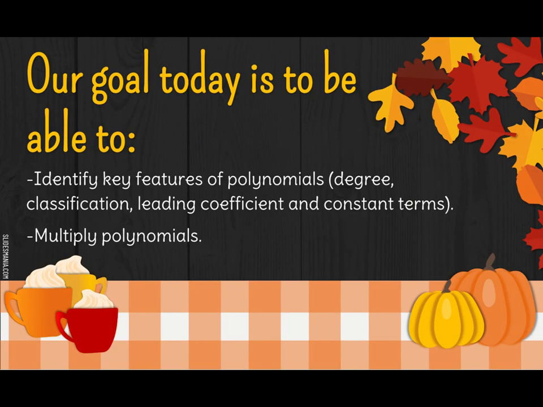Now we're going to go ahead and get into today's lesson. Our goal today is to be able to identify key features of a polynomial, talking about degree, classification, leading coefficient, and constant terms, and then also multiply polynomials. Most of today should be review, concepts that we covered in Algebra 1 but that are super important, so we're going back over those today. As we go through, make sure that we're taking notes and working through the practice problems to see where we're at with this material.